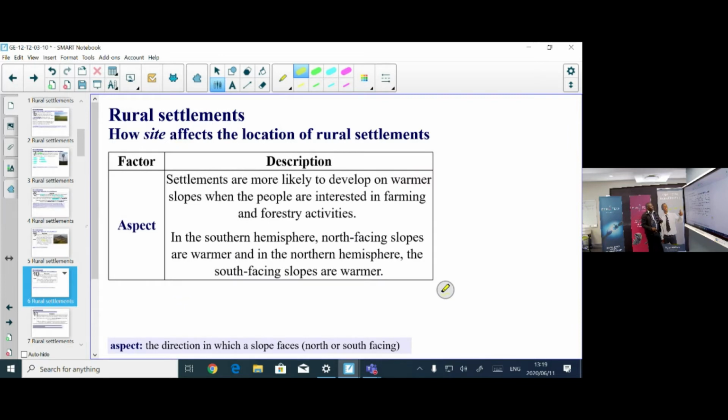Rural settlements, how site affects the location of rural settlements. Let's look at aspect. Settlements are more likely to develop on warmer slopes when the people are interested in farming and forestry. Let me just emphasize what I was explaining. In the southern hemisphere, north-facing slopes are warmer, and in the northern hemisphere, the south-facing slopes are warmer.